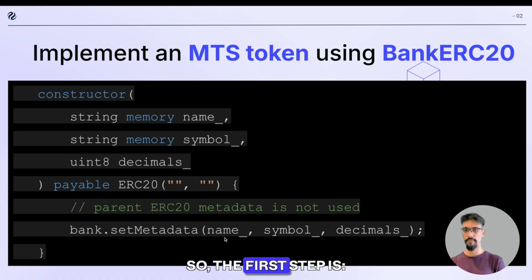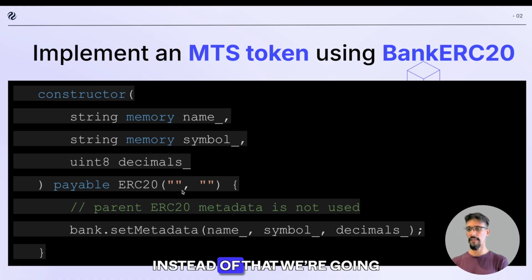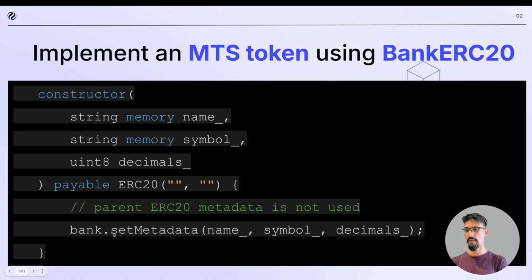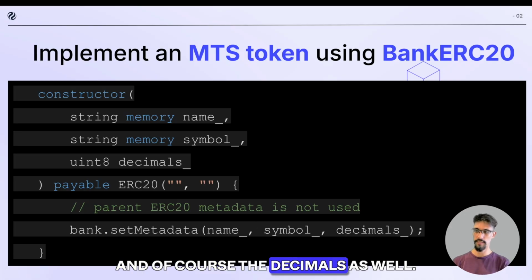Let's actually highlight bits of it like so. So first up, we have a constructor which takes in a name and symbol and decimals, and then it uses that to initialize ERC20, which is actually the implementation from OpenZeppelin. Now it initializes it with no token name and no token symbol, and that's because instead of that, we're going to be using bank's set metadata function and passing in the actual name and symbol, and of course decimals as well.